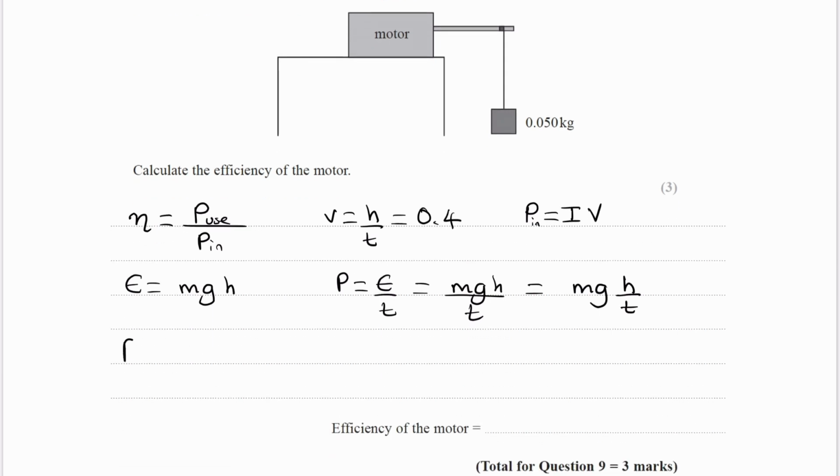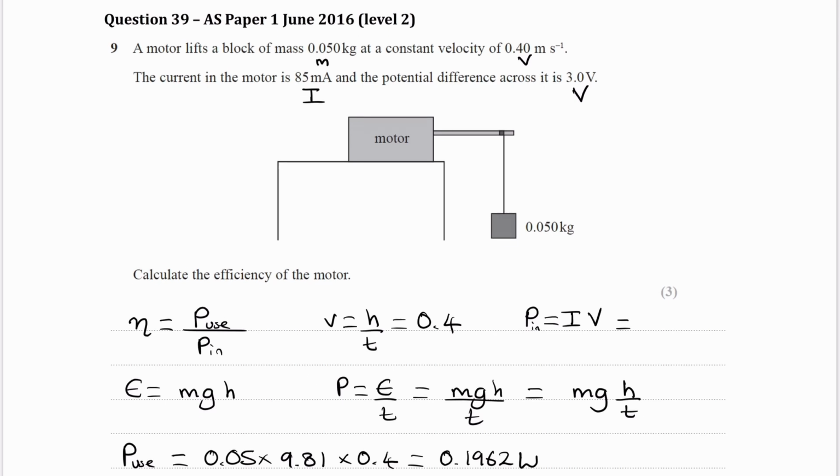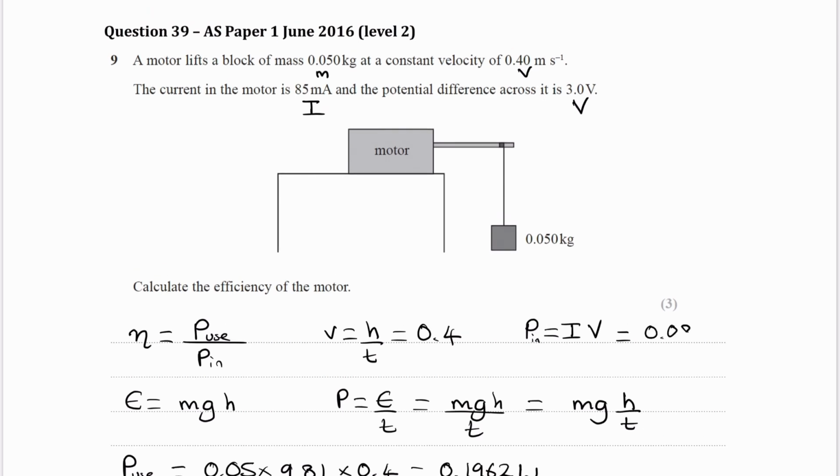So then the useful power output would be mgh over t, so that would be 0.05 multiplied by 9.81 multiplied by the velocity, which was 0.4, and this will give us 0.1962. And the unit would be watts. And for the input power, the total input power, current times voltage, 0.085 multiplied by 3, and that gives us 0.255 watts.